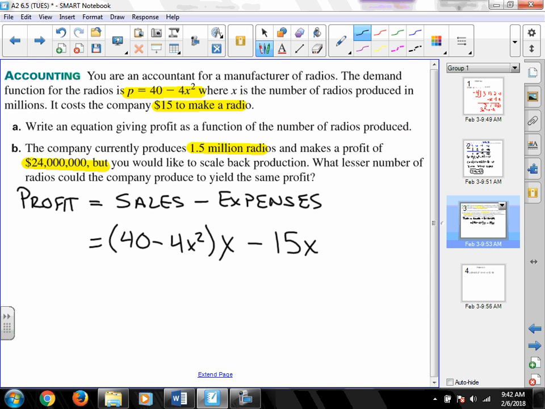No, because it's all based on how many radios we produce. The more radios we produce, probably the more we're selling, and the more radios we produce, the more our expenses go up.